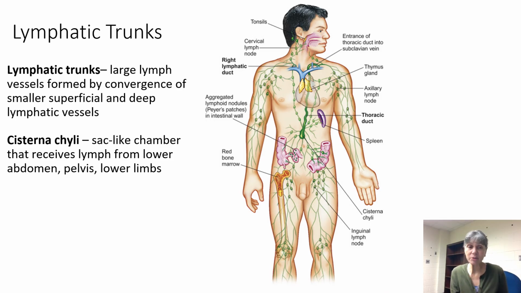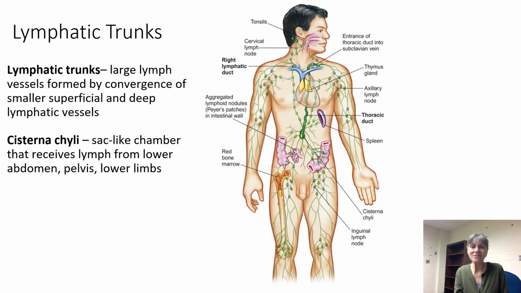Now you'll notice in this picture there's also a special structure called the cisterna chyli. It's a sac-like chamber that receives lymphatic fluid from the lower abdomen as well as the pelvis and the lower limbs. In this picture we also get to see lymph nodes that are located in specific locations throughout the body. And where there are lymph nodes, there tend to be a little conglomeration of lymph nodes.